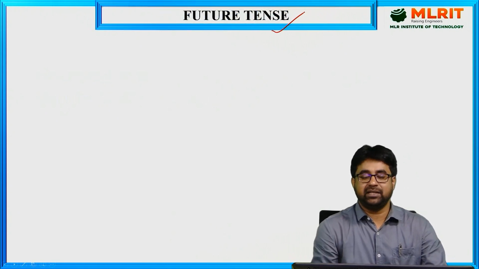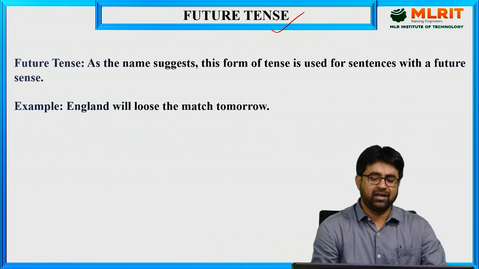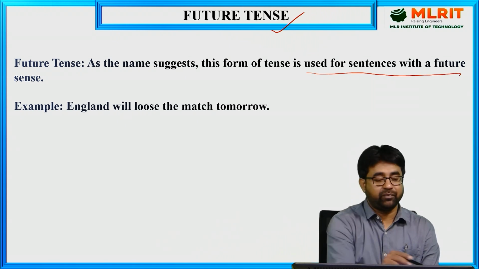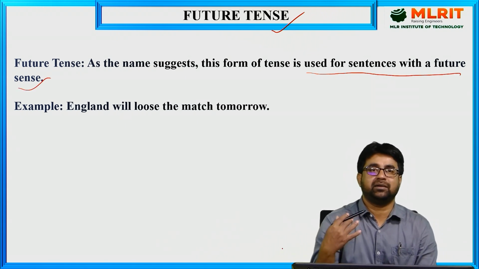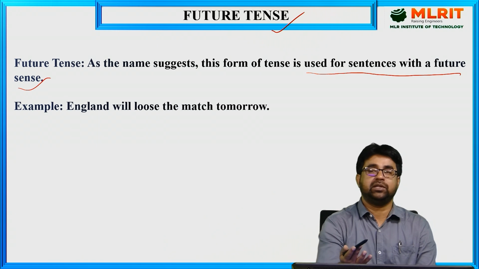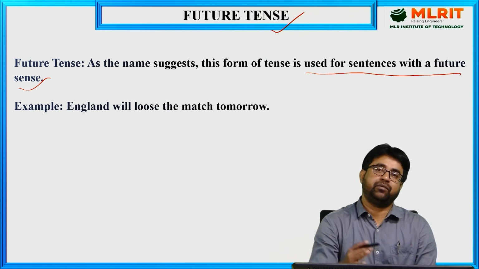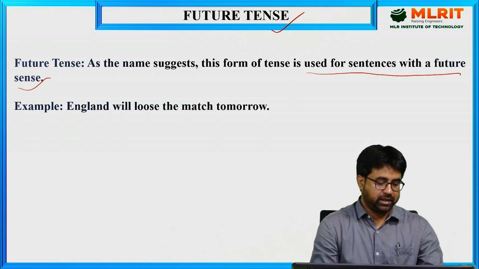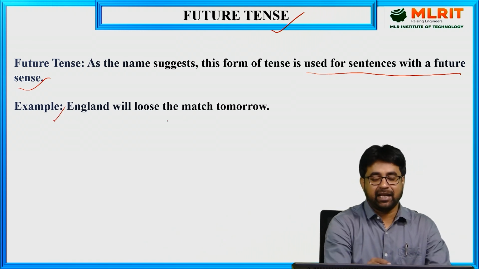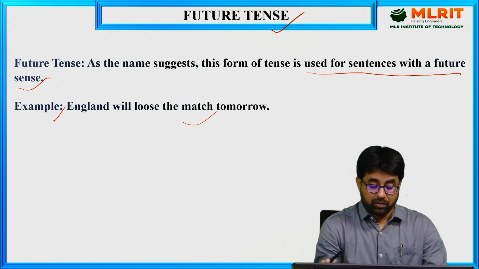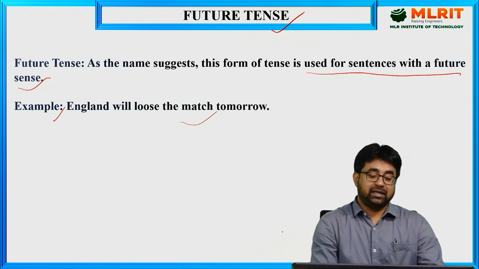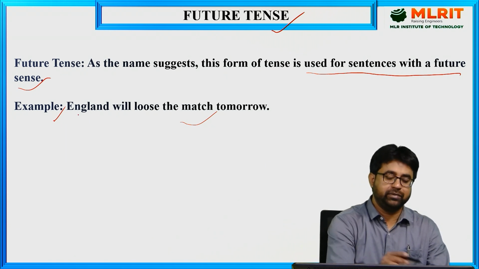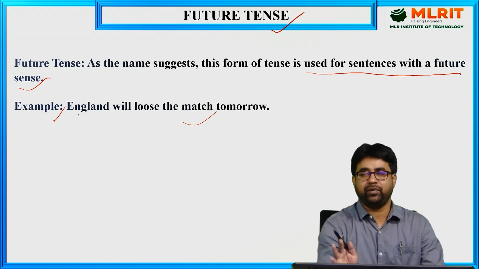So the first thing is future tense. What is future tense in general? As the name itself suggests, it is used for sentences with a future sense. If we want to convey a future sense, then obviously we are supposed to use future tense. Now there are 4 different aspects of future tense. We need to pick which aspect is fit for which situation, right? One simple example is: England will lose the match tomorrow. I'm hopeful. Let's see. So I'm talking about a future event here, a future sense. So I'm using which tense? Simple future tense.